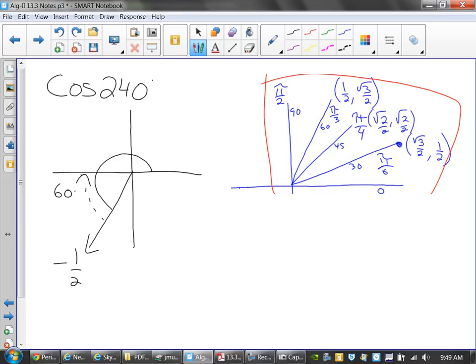Why do you use 60 instead of 30? The reference angle here is when you're down 240 degrees. In order to figure out what the reference angle is, since it's quadrant 3, you take your theta and subtract 180. So 240 minus 180 is 60. All right. Okay. Let's do a tangent.